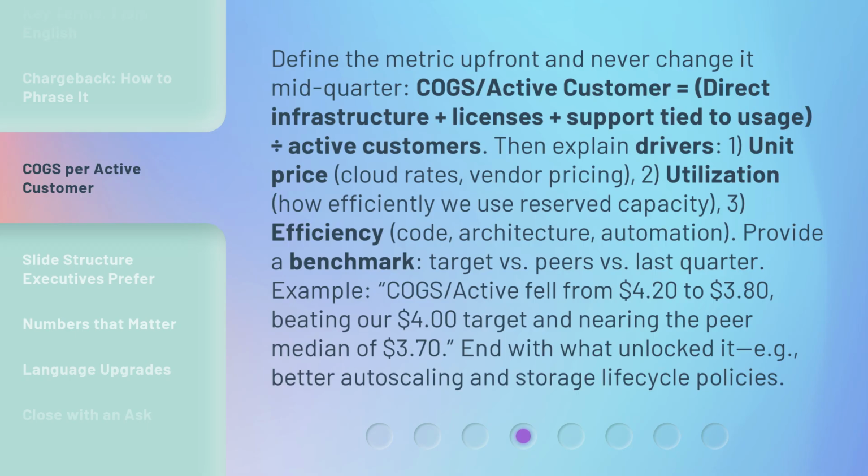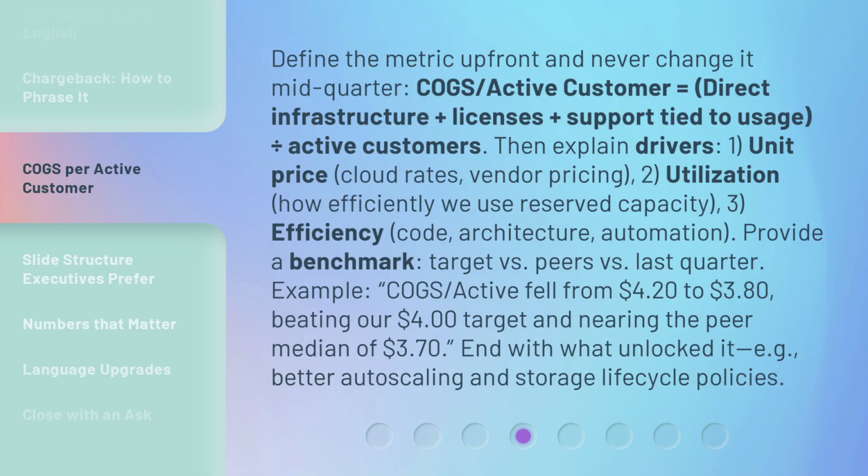Then explain drivers. 1. Unit price, cloud rates, vendor pricing. 2. Utilization, how efficiently we use reserved capacity. 3. Efficiency, code, architecture, automation. Provide a benchmark, target versus peers versus last quarter.